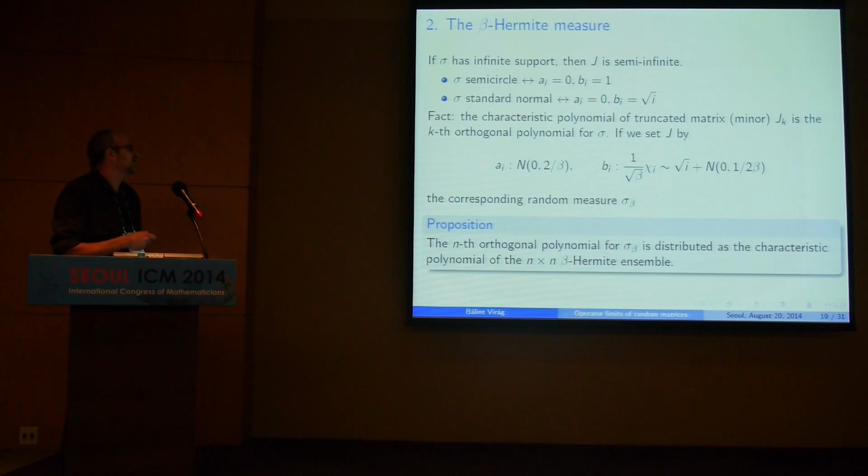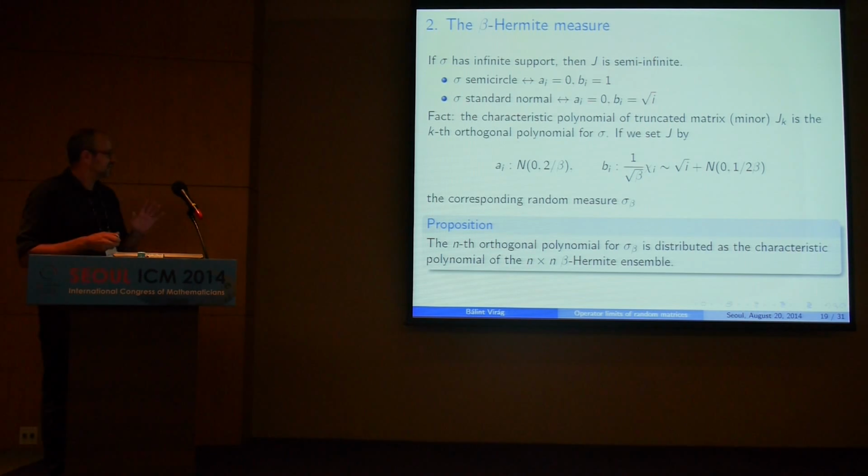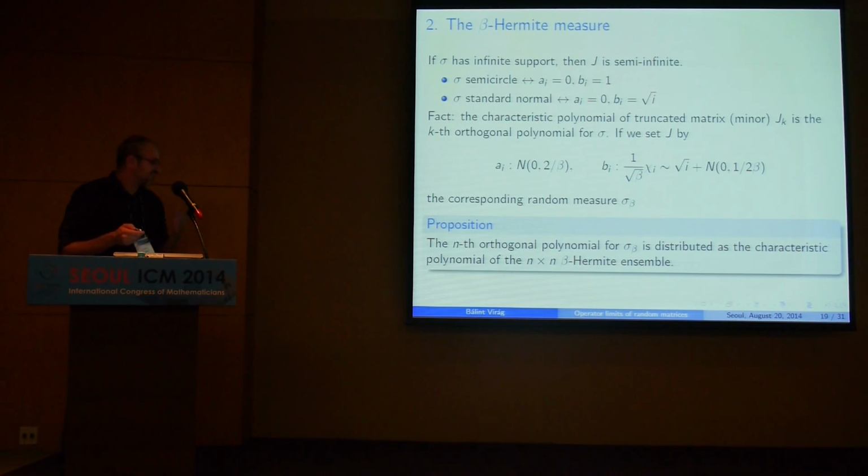Then to this random semi-infinite matrix, there exists a random measure. We call this random measure sigma beta, the beta Hermite measure. It has this amazing property. I just had to tell you because it's so nice: if you take this random measure, just a single measure, and look at the nth orthogonal polynomial for this measure, its distribution is exactly that of the beta Hermite ensemble for the n by n case.